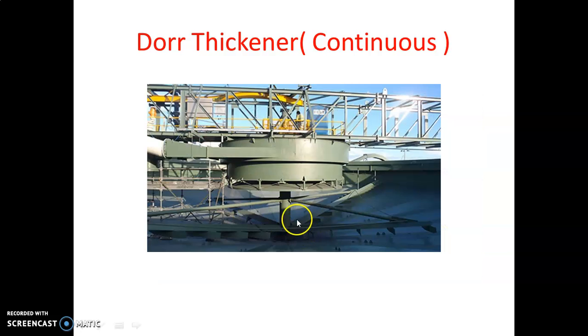Again I will show. If we look at this figure, this is the rotating mechanism, this is the bridge, and this is the feed well. Here the dilute slurry is introduced, and that slurry settles in this tank, and this is the rake. The rake is just for scraping, or for stirring purposes we can say.